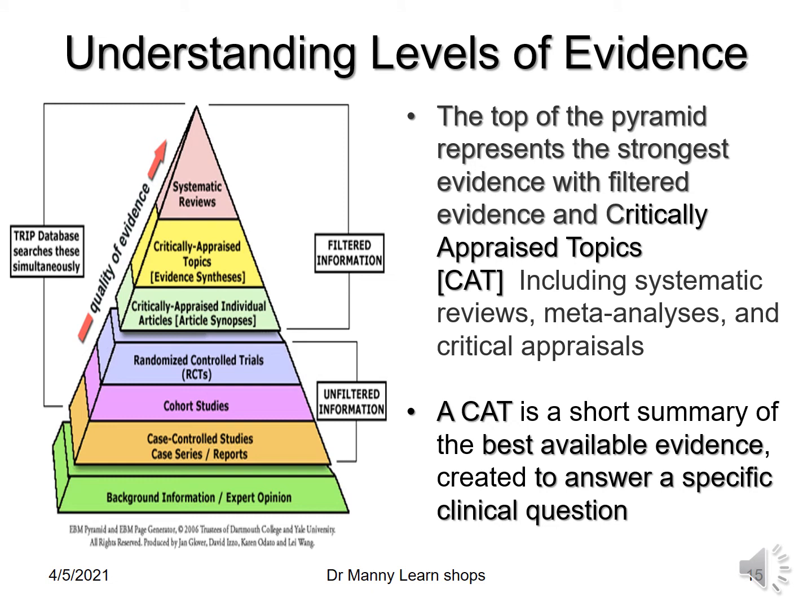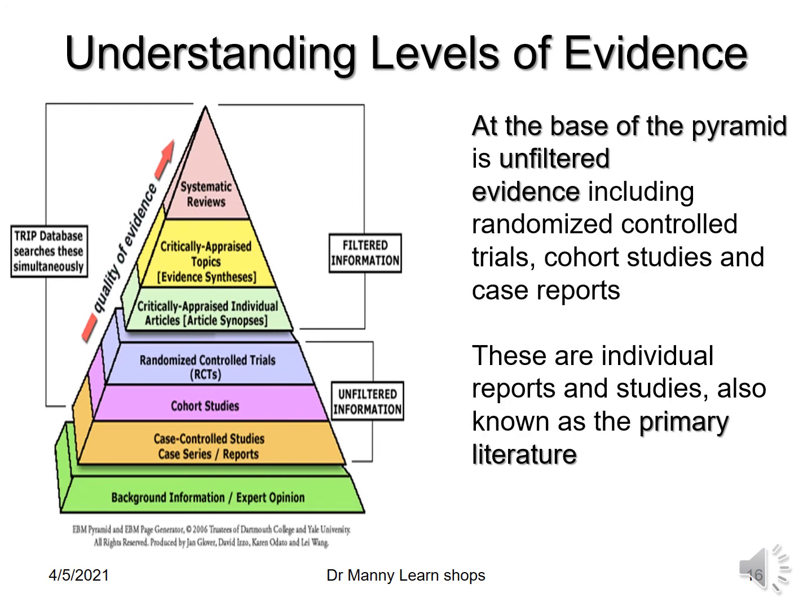Now, the top of the pyramid represents the strongest evidence, with filtered evidence and critically appraised topics. And this includes systematic reviews, meta-analyses, and critical appraisals. CAT is basically a short summary of the best available evidence created to answer a specific clinical question. At the base of the pyramid, this is unfiltered evidence, which could include randomized controlled trials, cohort studies, and case reports. And these are individual reports and studies that are also known as primary literature.